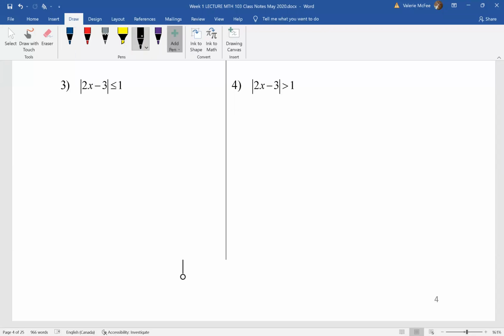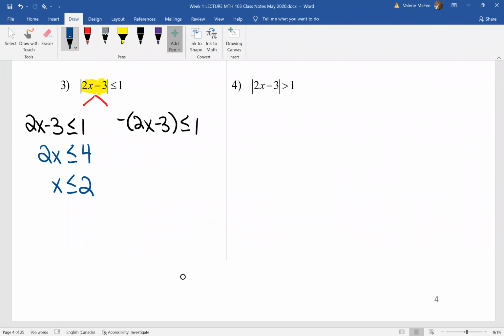So we have here the absolute value of 2x minus 3 is less than or equal to 1. What's inside the absolute value sign could be positive or negative. This means whenever we're solving an absolute value inequality, we have two inequalities. One with the positive value, one with the negative value. Why don't you go ahead and see if you can solve each of those inequalities.